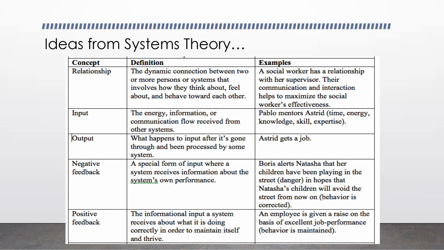And negative feedback is a special form of input where the system receives information about the system's own performance. So, for example, Boris alerts Natasha that her children have been playing in the street, a dangerous situation, in the hopes that Natasha's children will avoid the street from now on, in an attempt to correct the behavior. So again, this negative feedback is reflecting the system's performance, trying to encourage Natasha to take steps to make sure that her children aren't playing out in a dangerous situation.